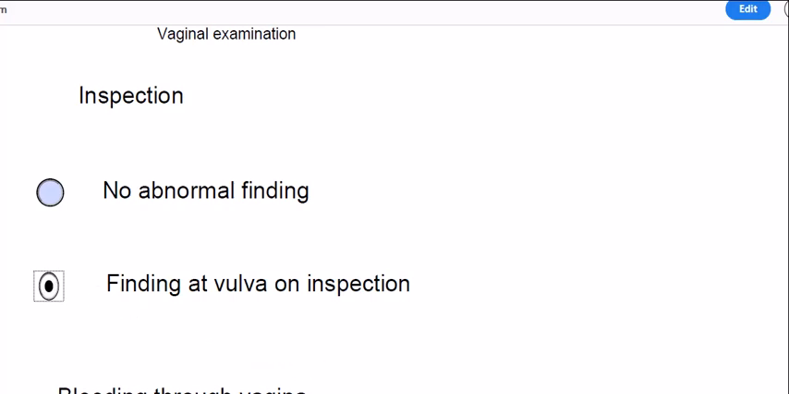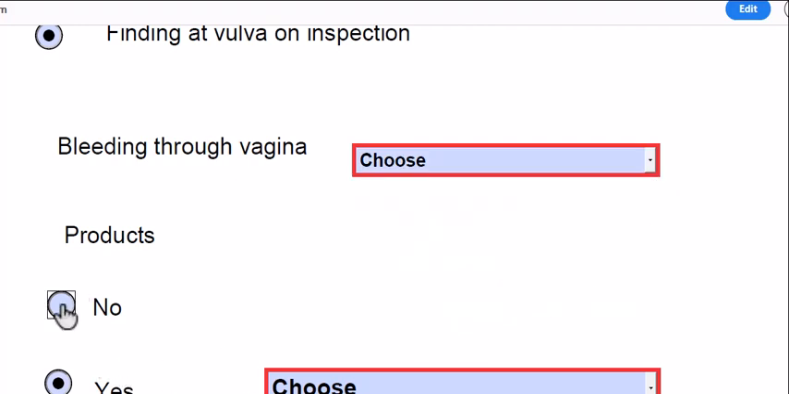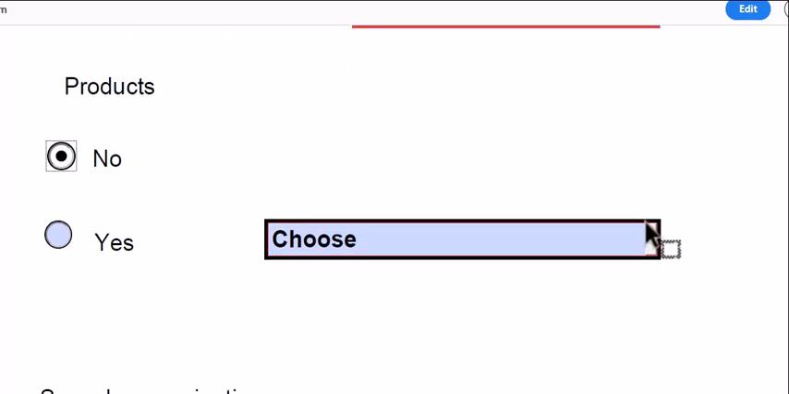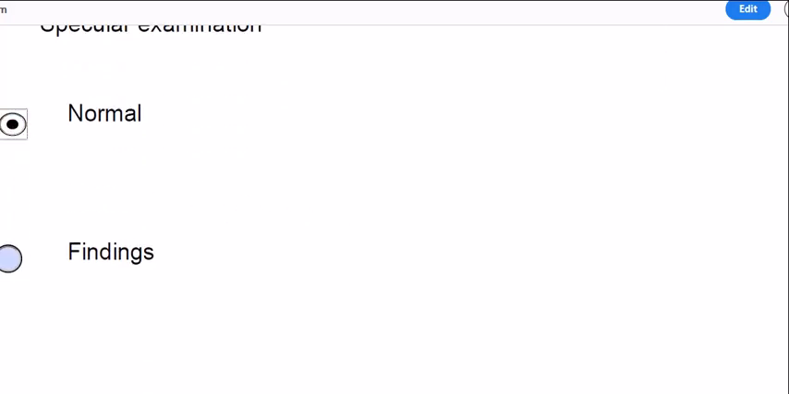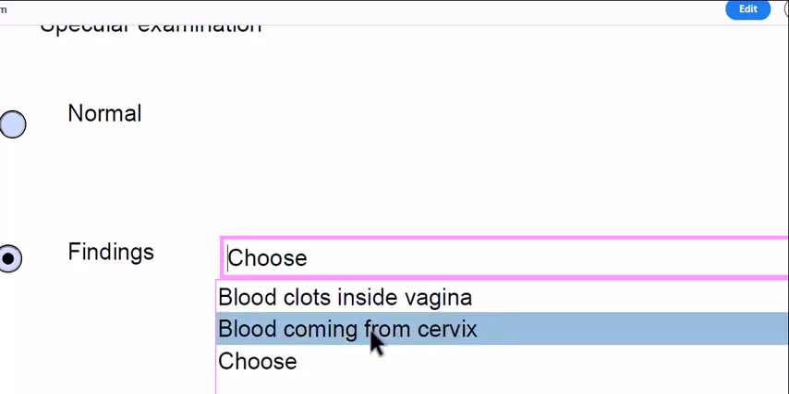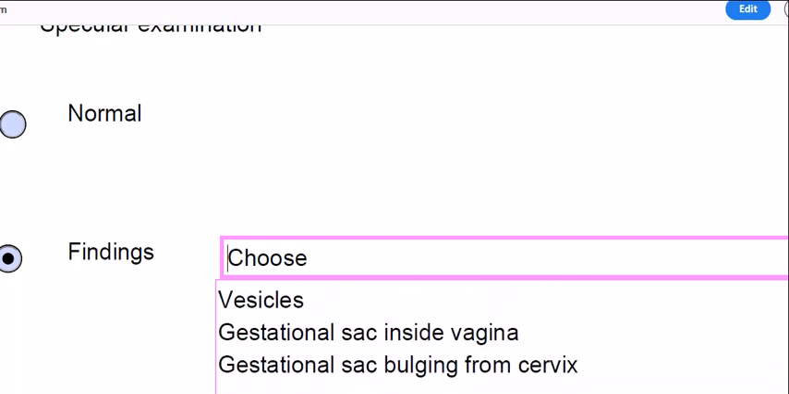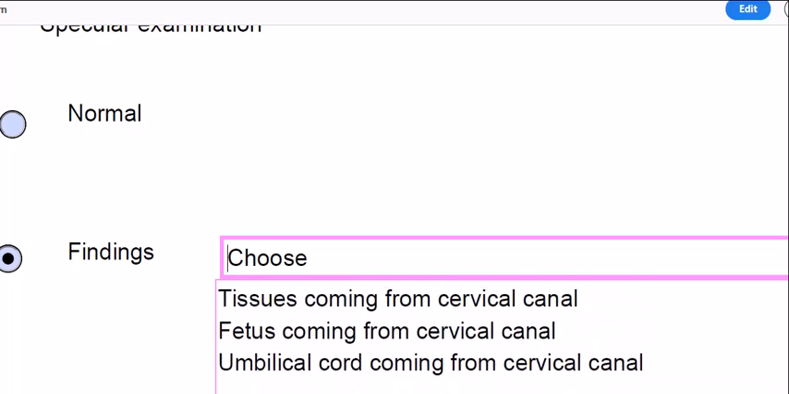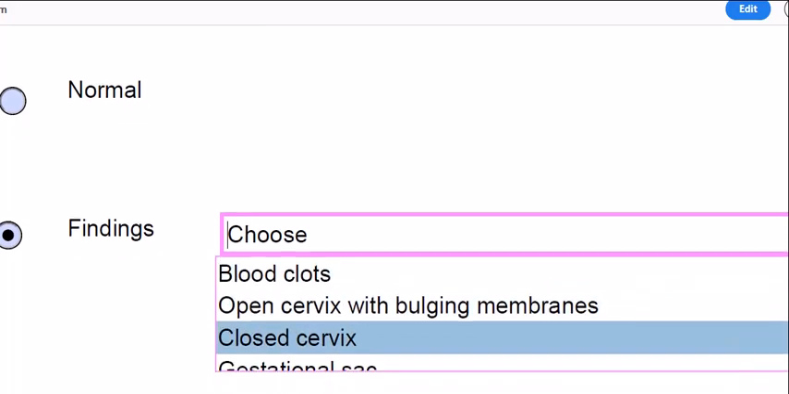Then we go to the vaginal examination. On inspection, are there no apparent abnormal findings, or are there apparent findings, and this may be bleeding, blood coming out, or no products seen, or there are products outside, tissues or fetus and placenta. And then we can do a speculum examination, normal or no findings, and we have to determine blood loss or blood coming from the cervix, and vesicles or umbilical cord or tissue. What we see, we have to record.